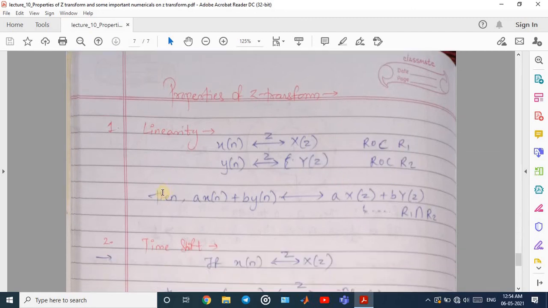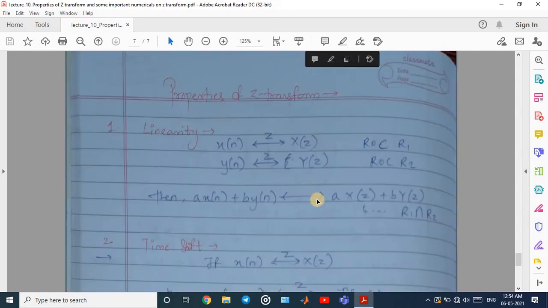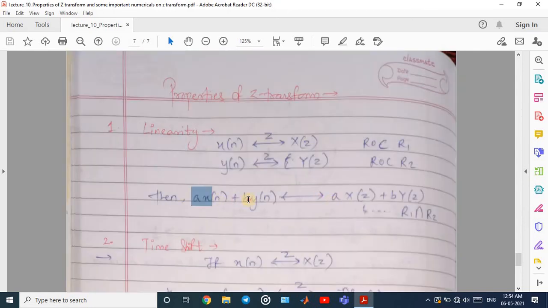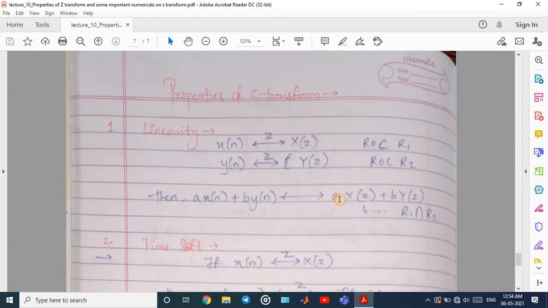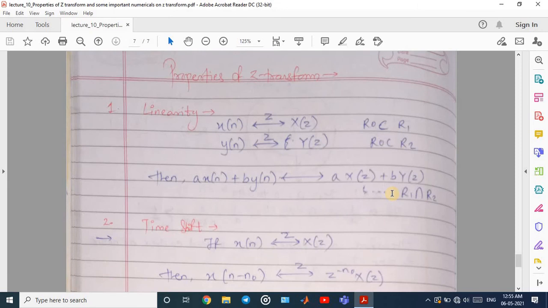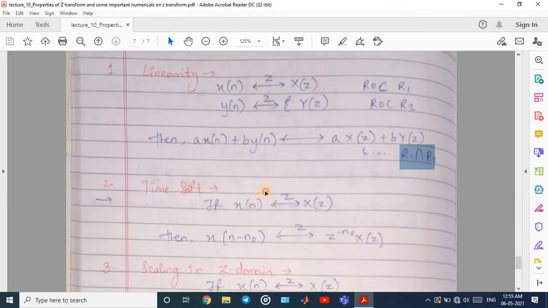Then we can write the weighted sum, a into x of n plus b into y of n, and take the z transform. So when we take the z transform of these terms, we get the weighted sum a into x of z plus b into y of z, and the ROC is the intersection of the two ROCs, R1 and R2. Okay, simple, no need for any proof.